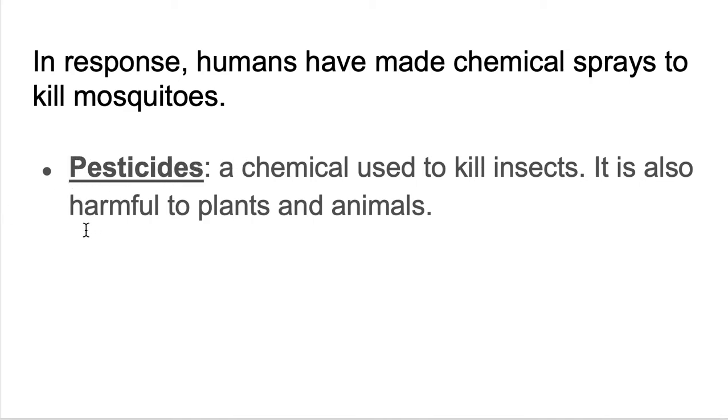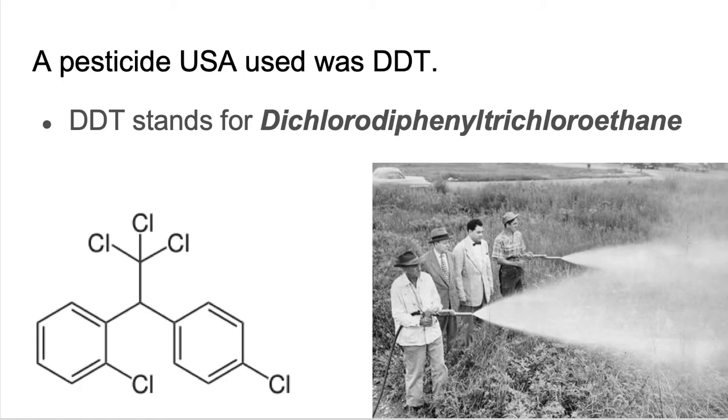Pesticides is a word that we see on the regions all the time. Pesticides, as a definition, is a chemical used to kill insects. It is also harmful to plants and animals. You see, people sprayed pesticides to kill mosquitoes, but they weren't thinking about other species because the chemical actually hurts every organism in the ecosystem, and we're going to learn how that's possible today.